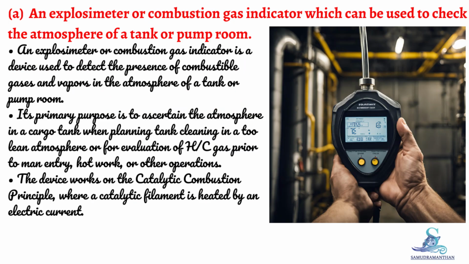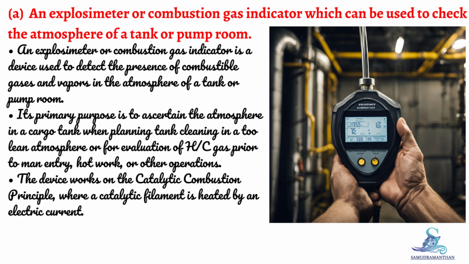An explosimeter or combustion gas indicator which can be used to check the atmosphere of a tank or pump room. An explosimeter or combustion gas indicator is a device used to detect the presence of combustible gases and vapors in the atmosphere of a tank or pump room. Its primary purpose is to ascertain the atmosphere in a cargo tank when planning tank cleaning in a too lean atmosphere, or for evaluation of hydrocarbon gas prior to man entry, hot work, or other operations.